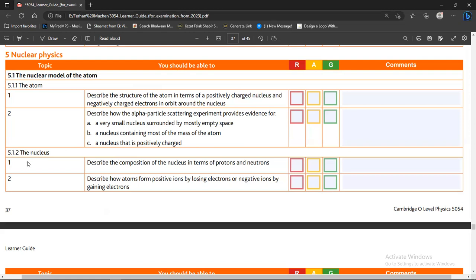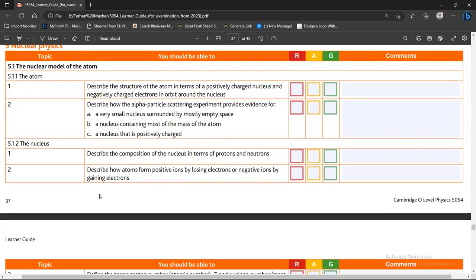The second topic is the nucleus. Describe the composition of the nucleus in terms of protons and neutrons. Describe how atoms form positive ions by losing electrons or negative ions by gaining electrons.